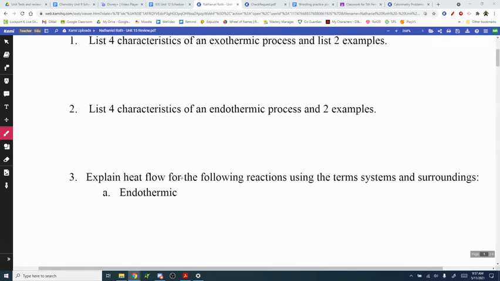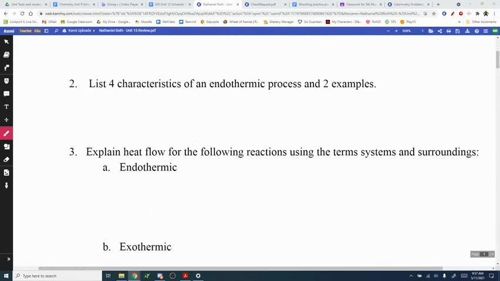So next one, list four characteristics of an endothermic process and two examples. So basically, it's all the exact opposite of what I just said. Okay. So for an endothermic process, energy is absorbed instead of released. It feels cold because energy is being absorbed into that process. So, like if you were to touch it, it is absorbed, taking energy away from your hand into the process, which is why it feels cold. Which brings us to the next part.